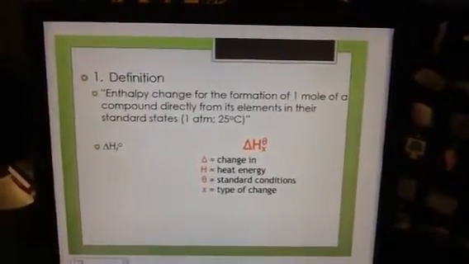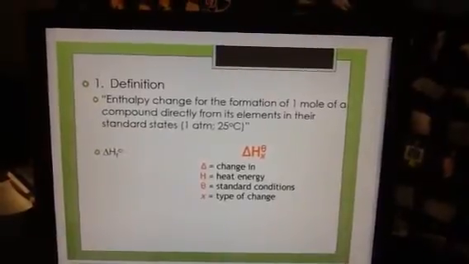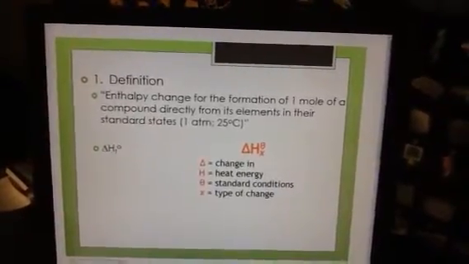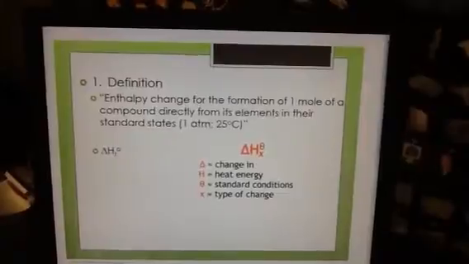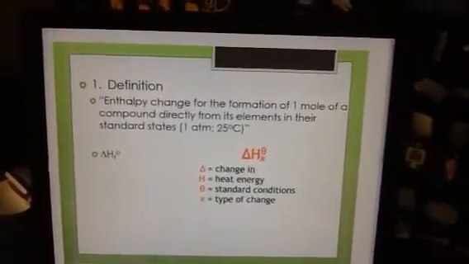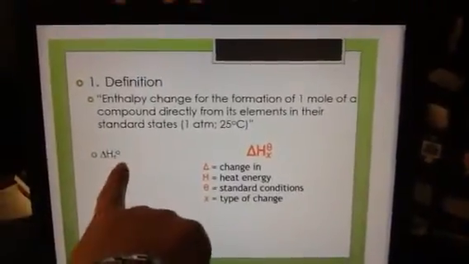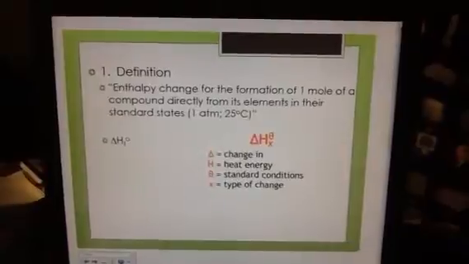Enthalpy change for the formation of 1 mole of a compound directly from its elements in their standard states, which is 1 atmosphere and 25 Celsius. So what it's saying is what the delta H value is when you're under those standard conditions. And oftentimes you'll see it with that little symbol that looks like a degree sign, which you can see right there, associated with the delta H.